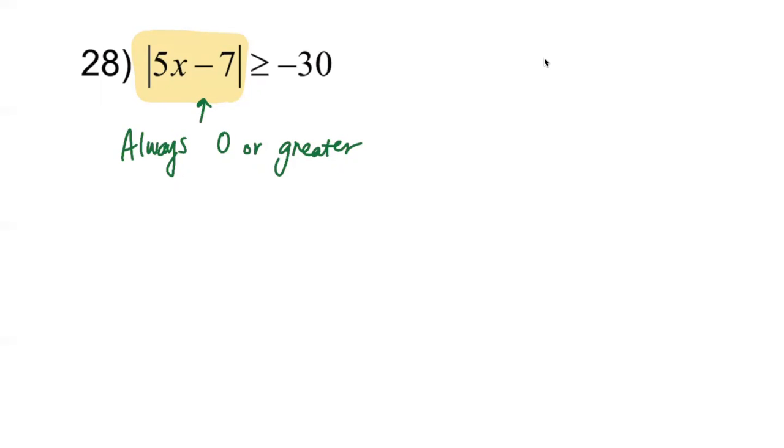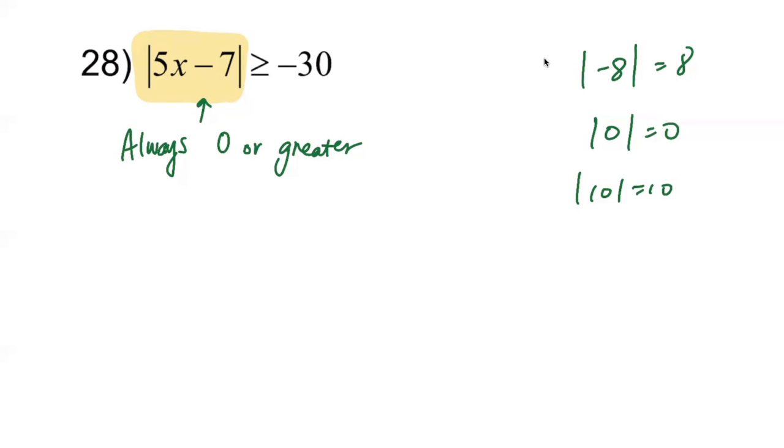If you don't trust me, go ahead, try it out. Like the absolute value of -h is going to be h. The absolute value of 0 is 0. The absolute value of 10 is 10. So whatever number you put into the absolute value symbol, that's going to be a positive number or a 0. So now this expression is saying the absolute value of something is greater than or equal to -30.